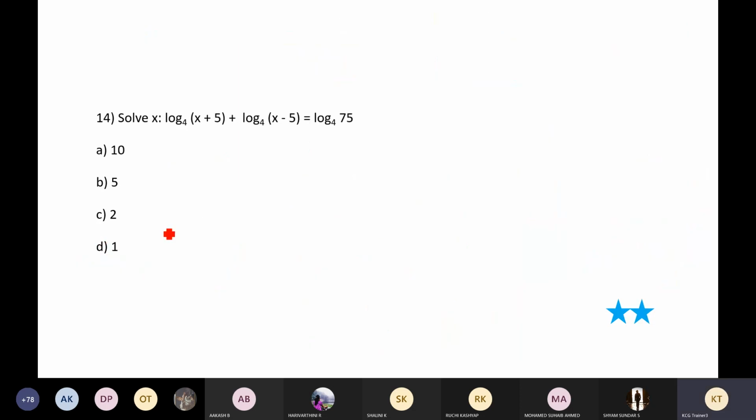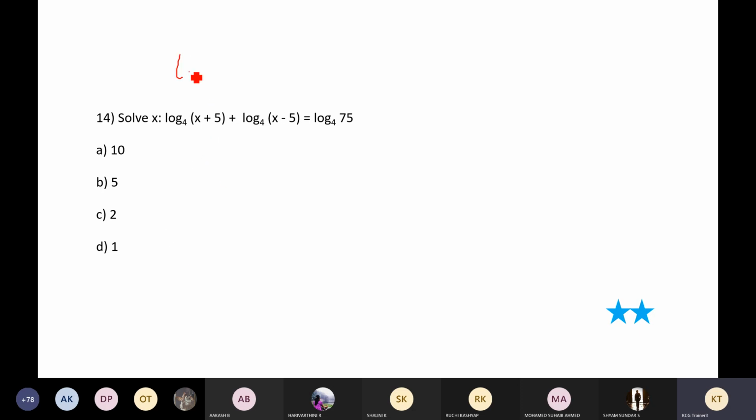Anyways, here's your next question. We have solved a similar question earlier. Very good, Harivardhani and Deepthi, excellent guys.